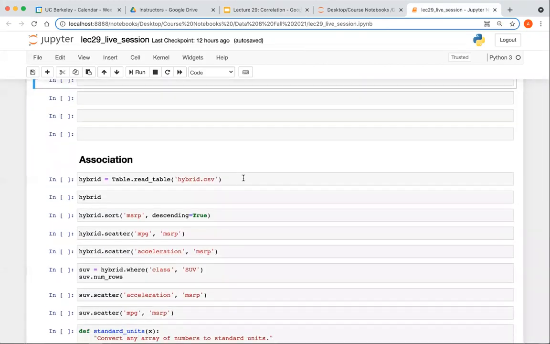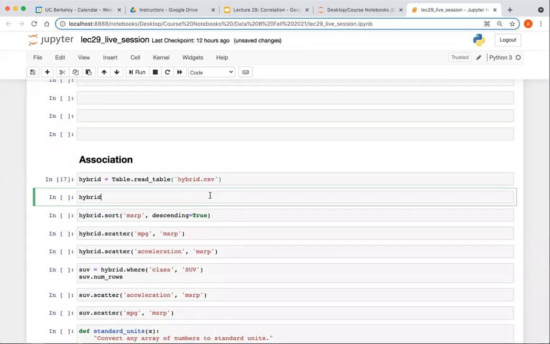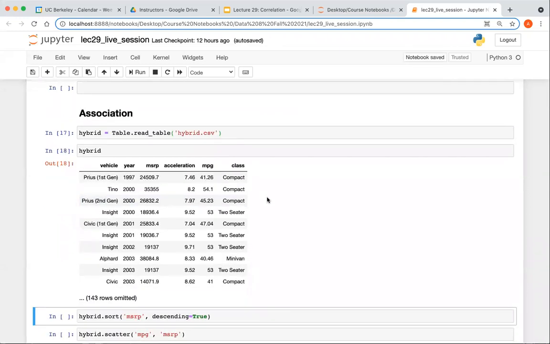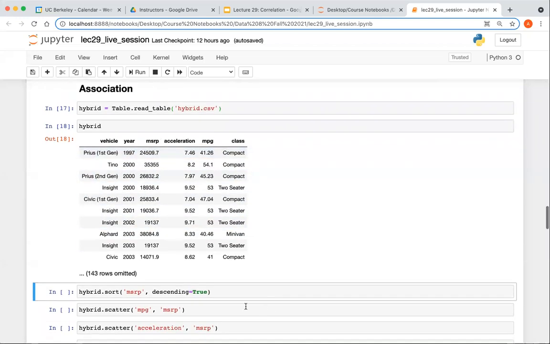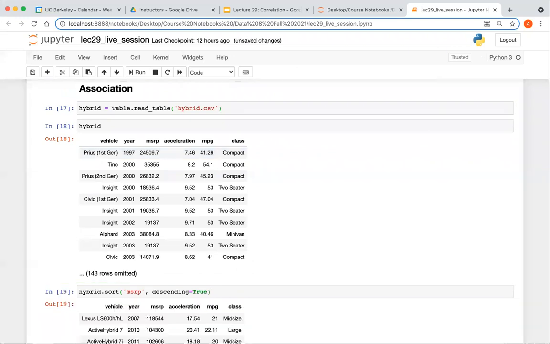And so here's a new data set. Well, it's not so new anymore, actually. This is a few years ago. These were all of the hybrid vehicles and the year in which they had been originally released. The manufacturer's suggested retail price, this is dollars, acceleration, miles per gallon, and then what class of vehicle it is. And we are going to be looking at what is associated with the price. And so we just take a look at the price variables sorted.